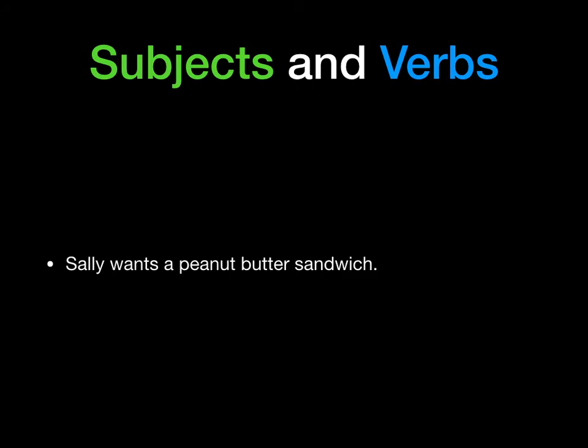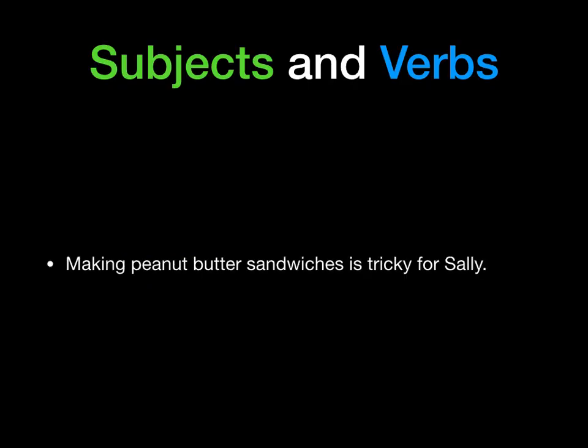Sally wants a peanut butter sandwich. So who is doing something? That's right, good old Sally. And what is Sally doing? She wants a peanut butter sandwich. So how about here? Sally's mom said that she should go make her own. Who's doing something? That's right, it's Sally's mom. And Sally's mom is saying that she should make her own.